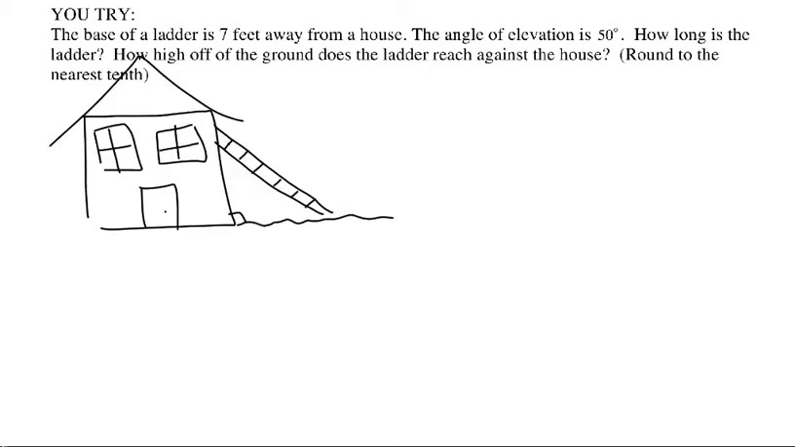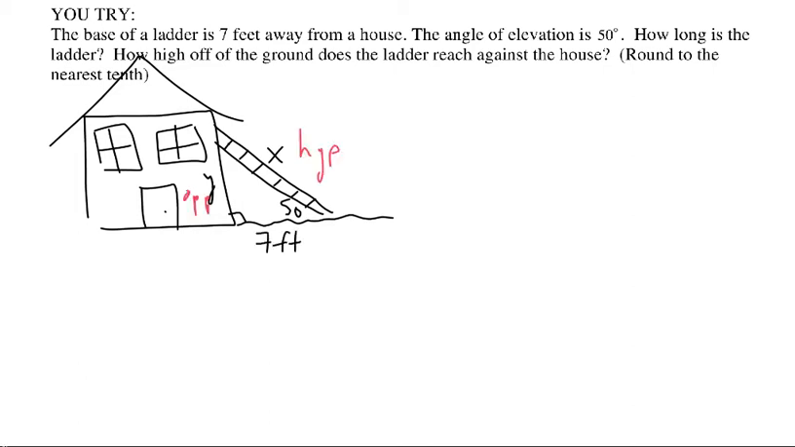So here's my picture with my ladder leaning against the house, and it says that the angle of elevation for the ladder, so the base of the ladder, is 50 degrees. So that's our 50 down here in the corner. And then we want to find out how long the ladder is, so I'm going to label it as my x. And then we also need to find how tall or how far off the ground the ladder is that's reaching up against the house. So I'm going to label that as my y. So we have two different setups that we need to find.